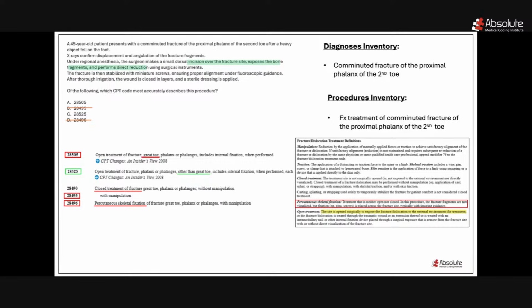Yes, so we cross check with our procedure inventory, diagnosis inventory. We know that the fracture was not in the greater toe. It was on the lesser toe, the second toe. So this is not a greater toe. That makes option A incorrect, and the correct answer, as the majority of you have said, and I see most of the people changed their answer as well, is going to be option C, 28525. Fantastic job, coders.